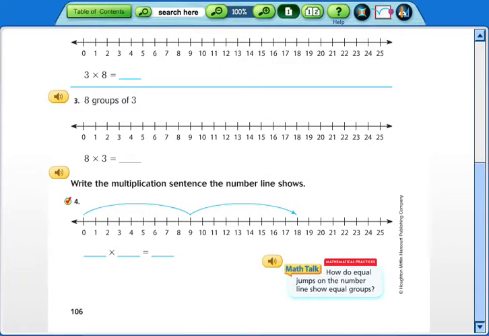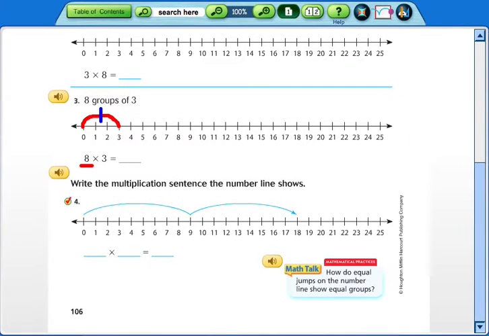to 8 groups of 3. Okay, we just did 3 groups of 8, but now we're doing 8 groups of 3. That means 8 times 3. So I have to have 8 jumps. That's a lot of jumps, but they're going to be small because there's only 3 in each jump. So let's do our first one. 1, 2, 3. There's 3 in that jump, and that's jump number 1.